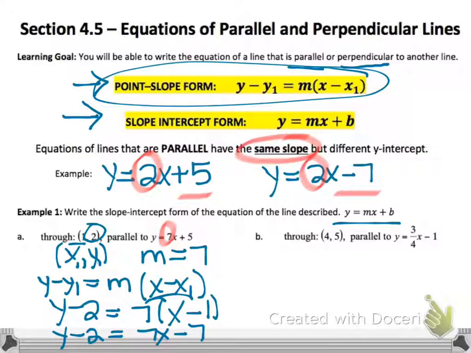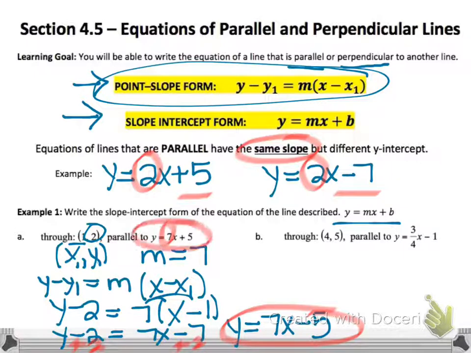So now I'm just going to add 2 to both sides, right? And my final equation is y equals 7x minus 5, because -7 plus 2 is -5. So there's an equation that has the same slope as this original one, right? But it has a different y-intercept. This one crosses at +5, and the new one I wrote crosses at -5.